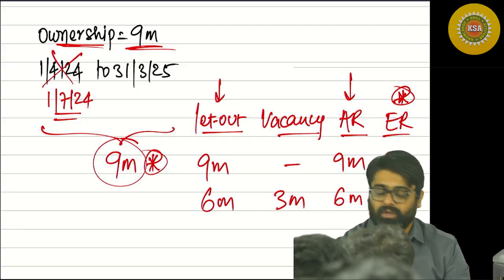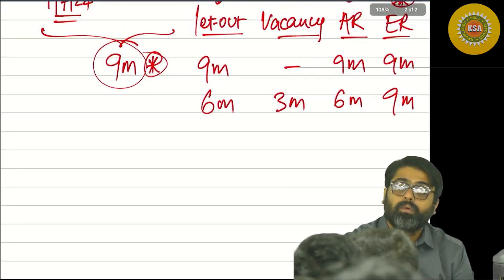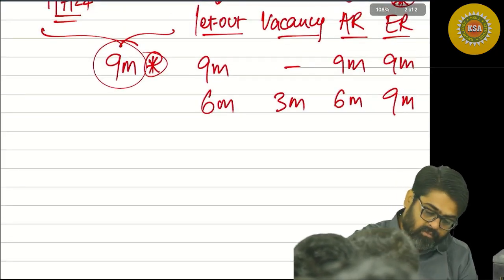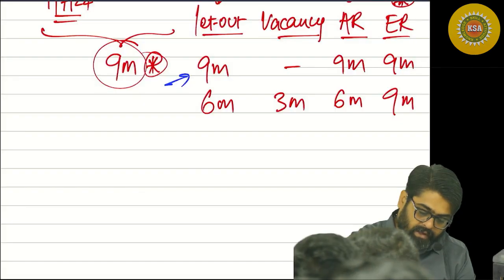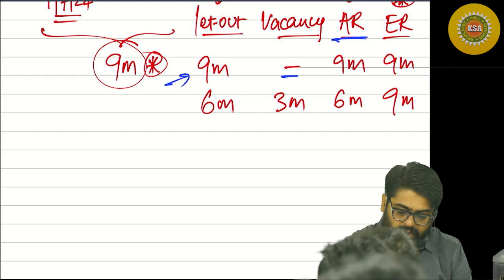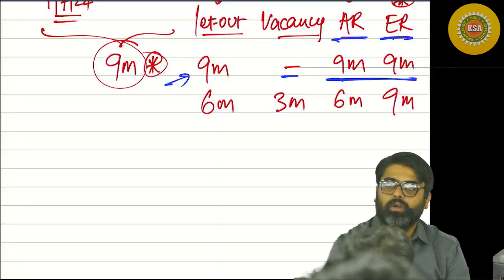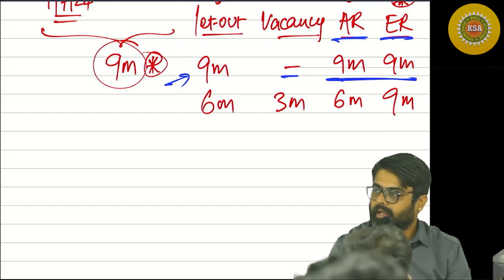Yes or no? So now tell me, what will you do here? In the first case, come on, tell me. Is there any vacancy? Vacancy or no vacancy? Actual rent and expected rent are both for 9 months. What will you do? Compare it directly. Whichever is higher will become the GAV.